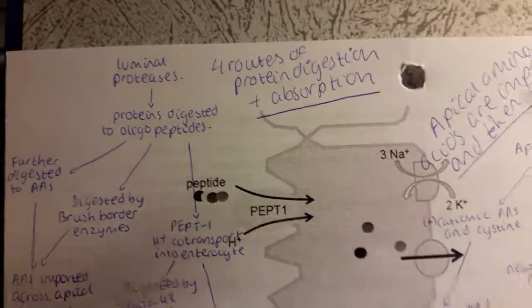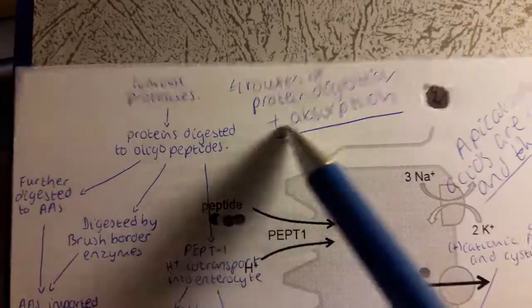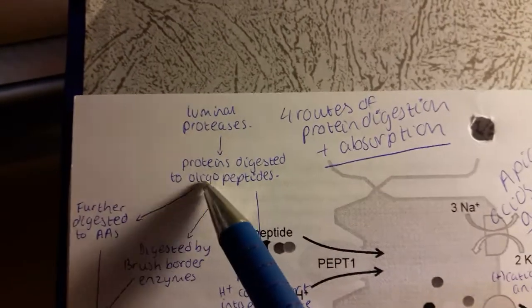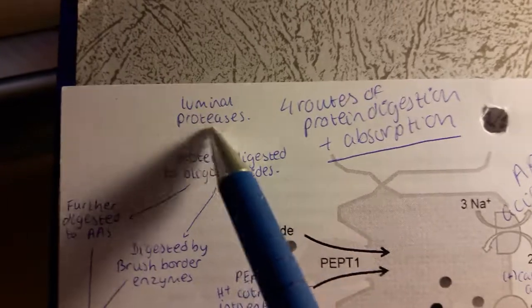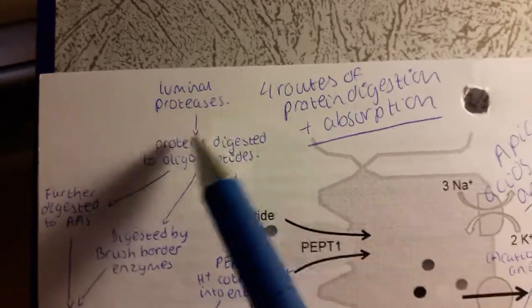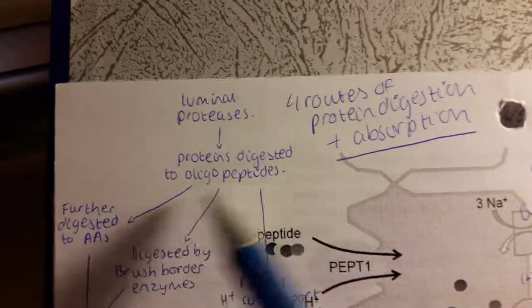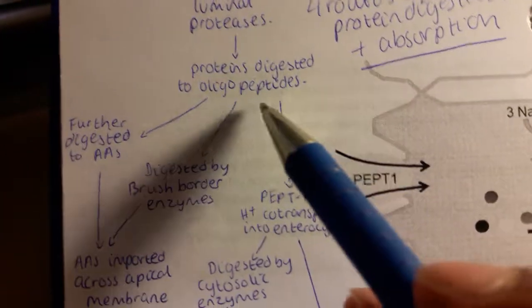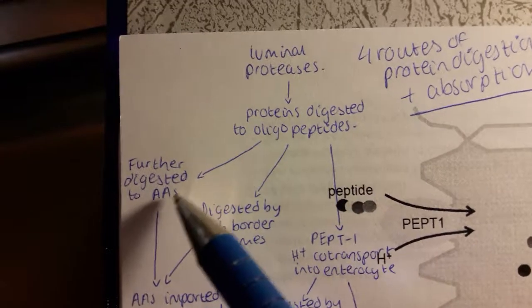Now, one thing that you have to get your head around to understand the rest of it is that there are 4 routes of protein digestion and absorption. Okay? So proteins, when you eat them, are digested by luminal proteases. These are proteases inside the gut lumen, and they're digested to oligopeptides. Once this happens, one of 3 things can happen, right? They can be further digested by the same luminal proteases into amino acids.